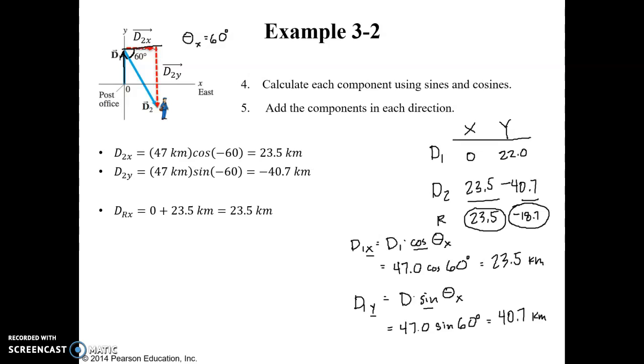So yeah, in the x direction, I add together the two components, get 23.5. And in the y direction, keeping in mind that should be negative, 22 minus 40.7 gives me negative 18.7. So those are the components of the resultant.